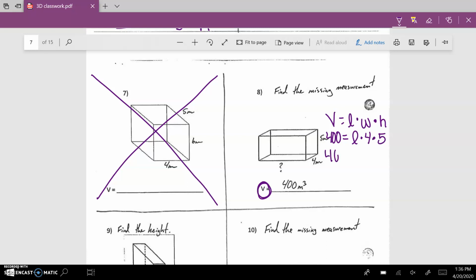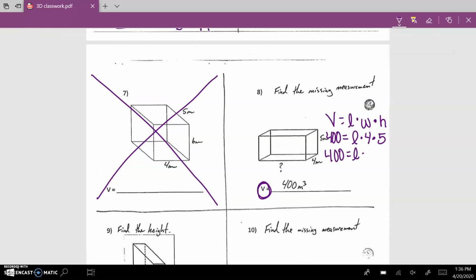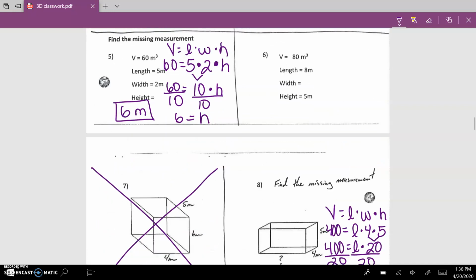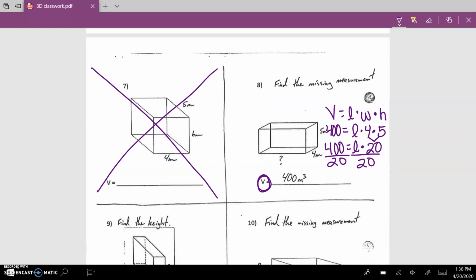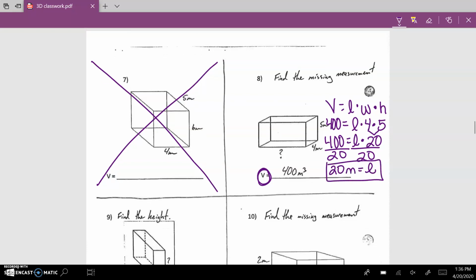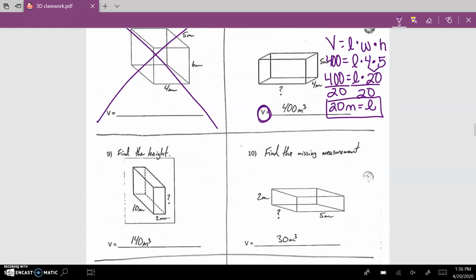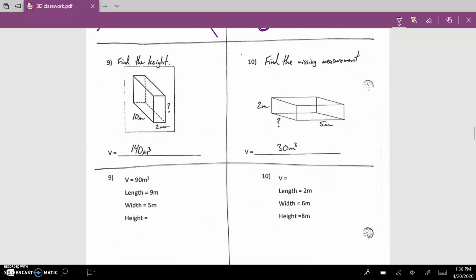Now I'm saying 400 equals L times, well, 4 times 5 is 20. So again, how do you undo the multiplication? You would divide by 20 on each side. So you would get 20 meters equals L. Okay, so 8 should help you with number 9 and number 10.